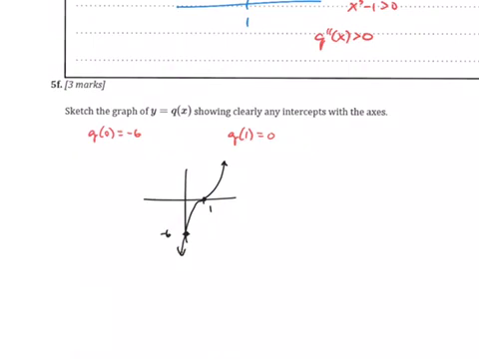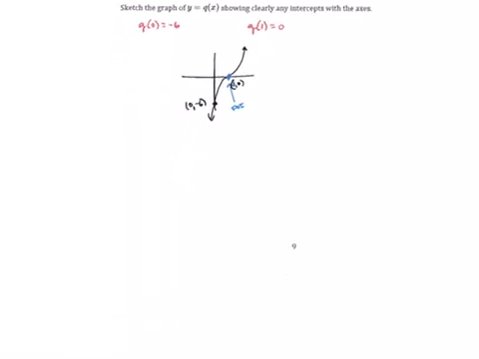But I would assume based on this, and I could check the second derivative to the left, but I'm going to say that there's a point of inflection here. As you can tell, the concavity of the function q changes at that point. So I have an x-intercept here at 1, 0, and a y-intercept here at 0, negative 6. And I believe that's it for problem number 5.